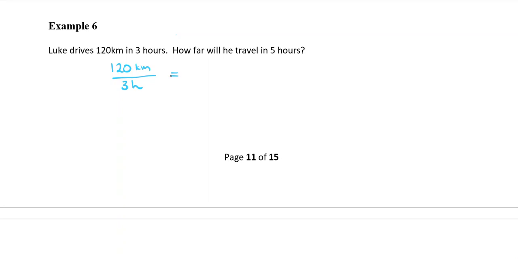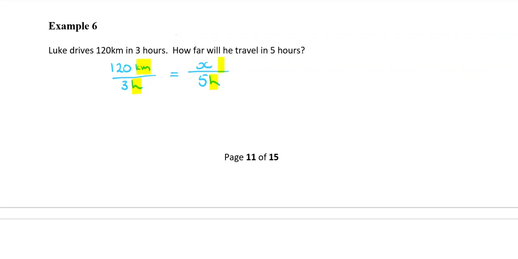And then this needs to be equal to, because it says how far will he travel? So that will be the kilometers part that I'm trying to find. Because I'm trying to find it, I'm going to call it X. That's my bit I'm trying to work out. And he will do whatever that distance is in 5 hours. So the important thing in setting this up, the reason I've written units on my fractions, is that I have kilometers over hours, and then my distance here would be kilometers over hours as well.